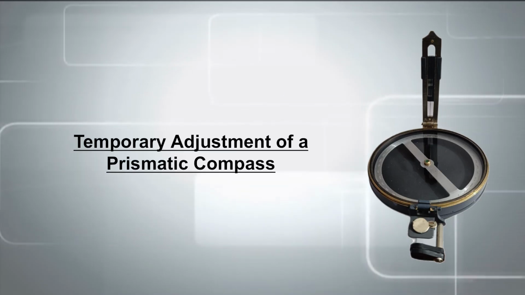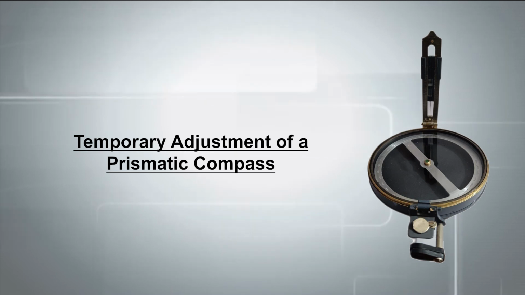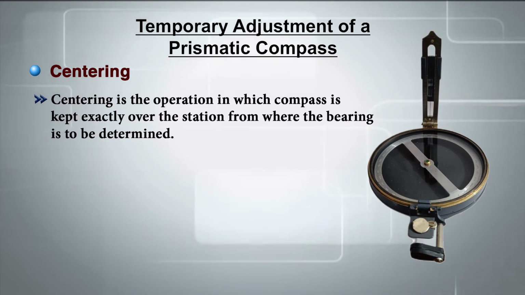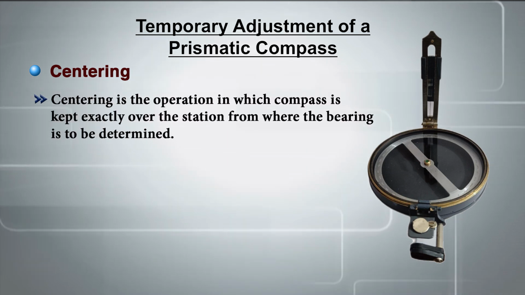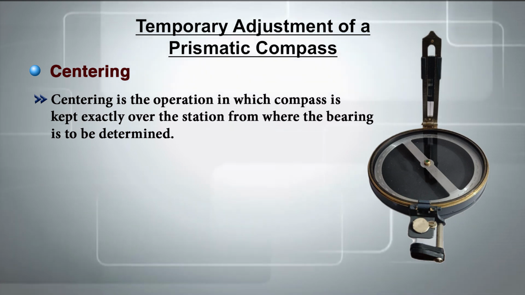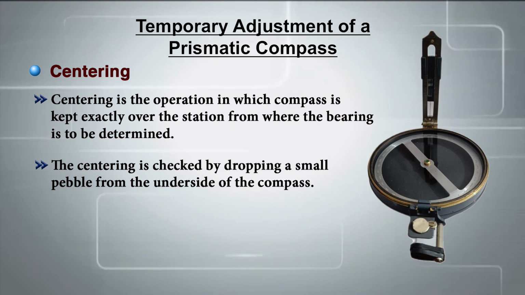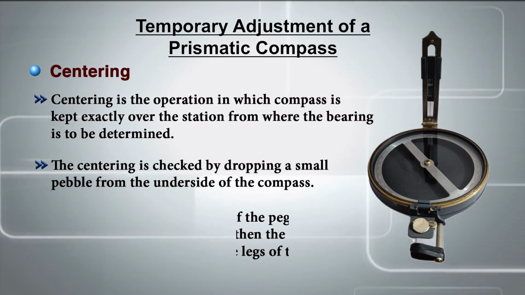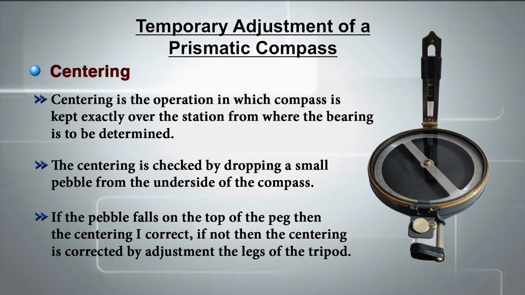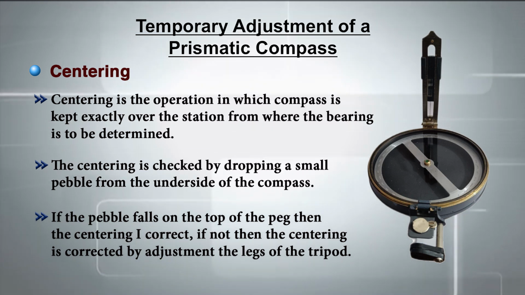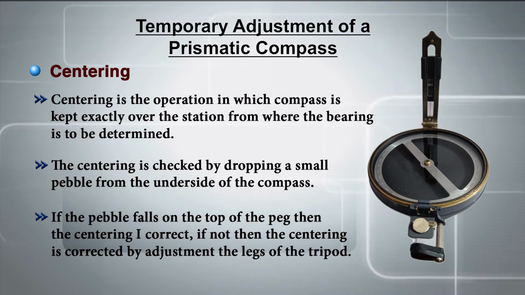Now, we will be discussing some of the temporary adjustments of the prismatic compass. The following procedure should be adopted after setting the prismatic compass on the tripod for measuring the bearing of a line. The first one is centering. Centering is the operation in which the compass is kept exactly over the station from where the bearing is to be determined. The centering is checked by dropping a small pebble from the underside of the compass. If the pebble falls on the top of the peg, then the centering is correct. If not, then centering is corrected by adjusting the legs of the tripod.